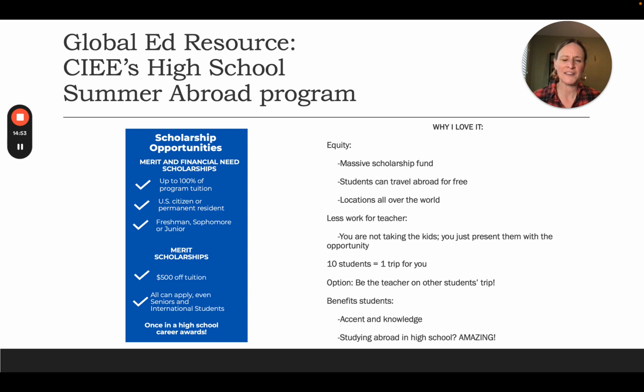Lastly, I really think that the opportunity for kids to study abroad in high school is absolutely amazing. So cool for students to be able to do this, and for there to be so much money available to them to get and potentially have a free study abroad experience.